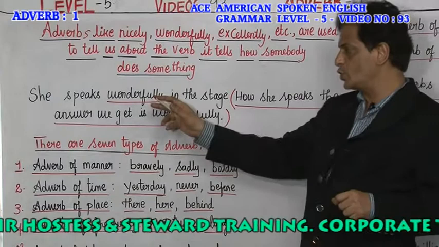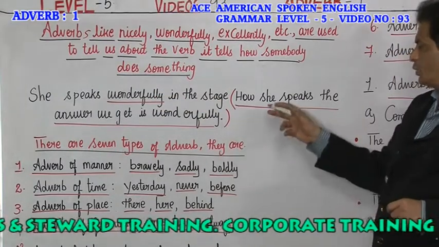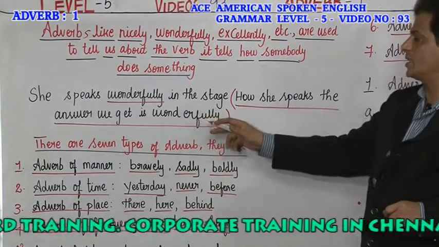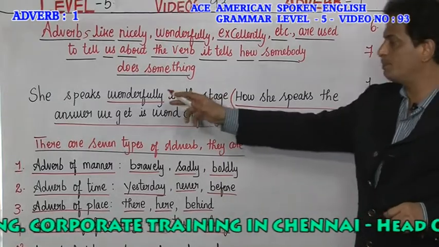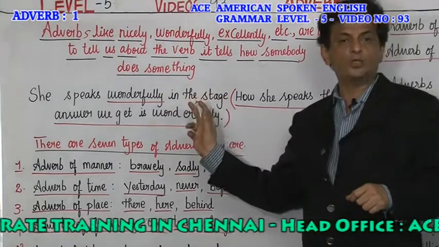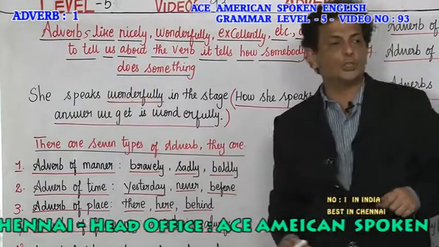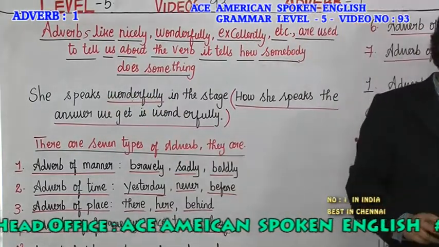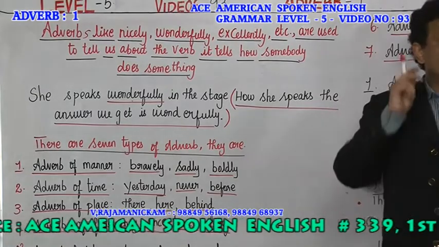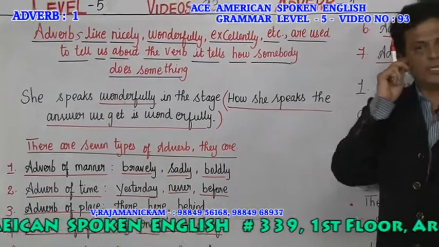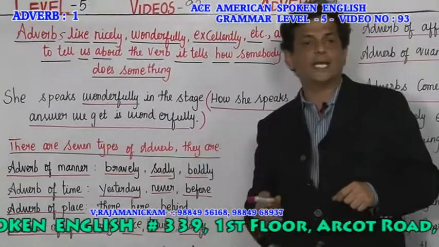See, she speaks wonderfully on the stage. How does she speak? The answer we get, wonderfully. She speaks on the stage. How does she speak? She speaks wonderfully. You ask the question how to the verb, and the answer you get is called an adverb. So you are adding some extra quality to the verb.